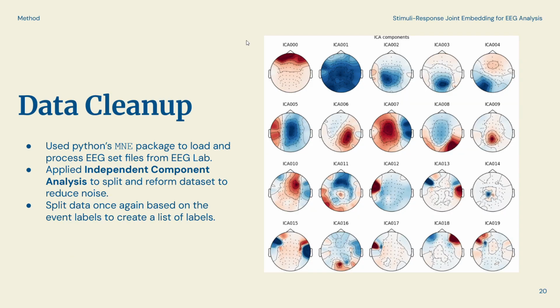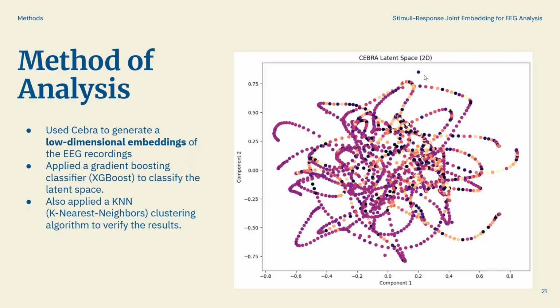As mentioned before, we will be using the Zebra model to analyze the data, but before that we have to clean it up, and to do that I used ICA to split apart and reform the dataset to remove all the noise. Afterwards, we used the Zebra model to generate low-dimensional embeddings of the data, and as you can see on the side, this is the embedding space for the model.